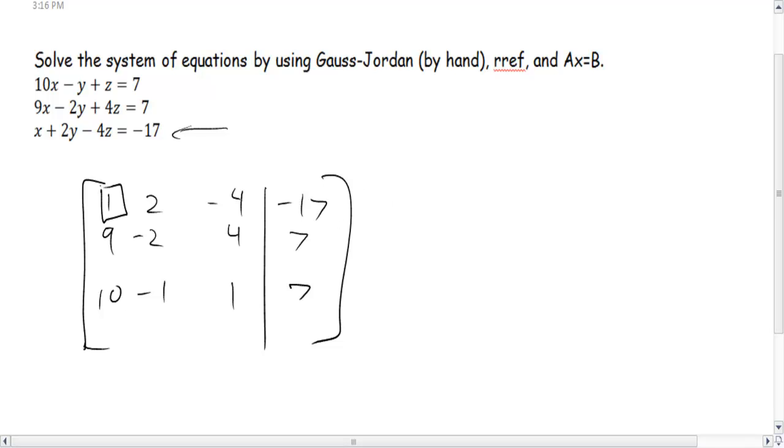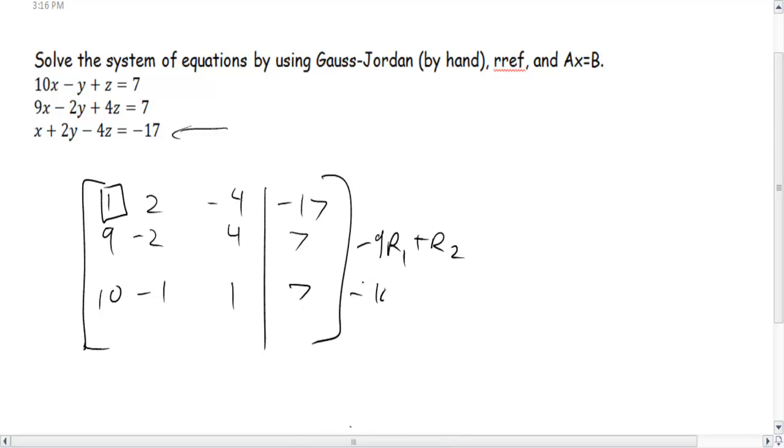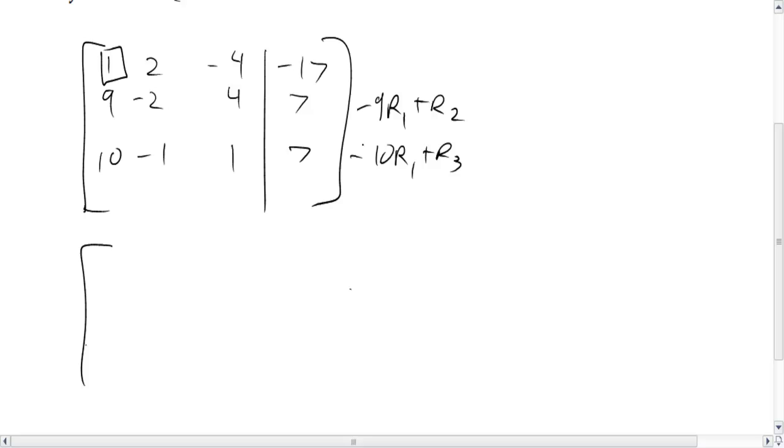I'm going to pivot around the 1 using that number to get zeros below. So therefore, I'm going to say I need negative 9 row 1s plus row 2 to make a new row 2. And I'm going to use negative 10 row 1s plus row 3 to make a new row 3. And this would result in the following matrix. So the top row is not going to change. There we go. Next row, by design that's got to be a 0.